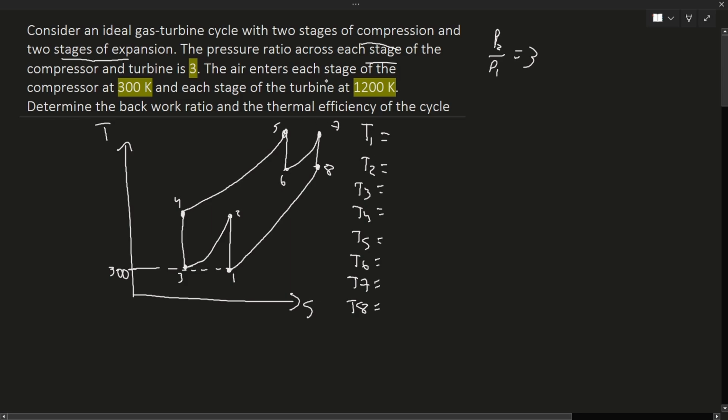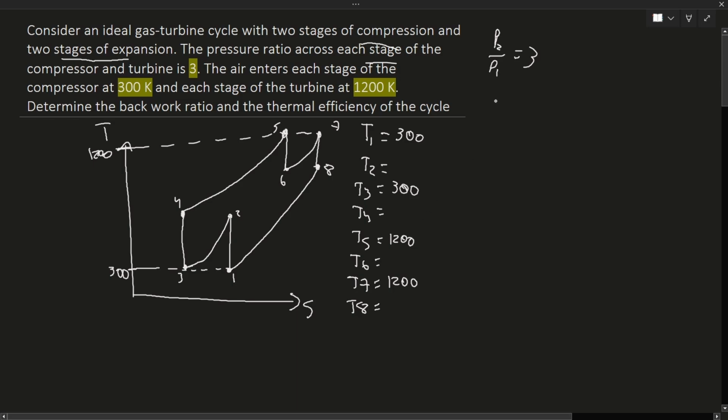So each stage of the compressor is 300K. So it starts at 300 and T3 is the same, 300. And then the turbine is 1200. So over here on top, it's basically saying that these two are the same, 1200K. T5 is 1200. T7, 1200.